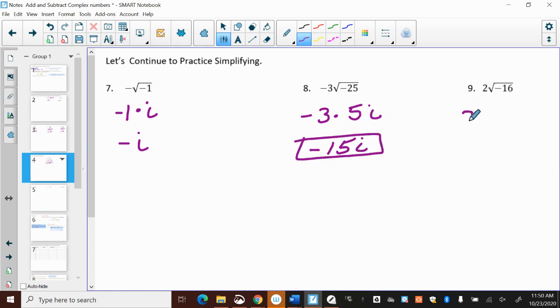Over here, we bring down the 2. It's on the outside. 16 is a perfect square. The negative indicates to us that we need the i. It's going to be times 4i. And our final answer, when we multiply these guys together, will be 8i.